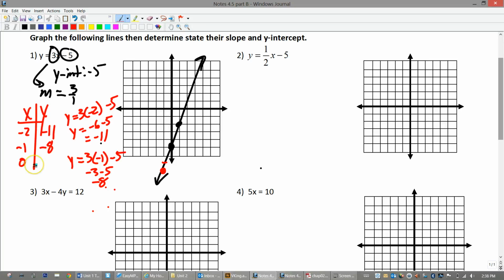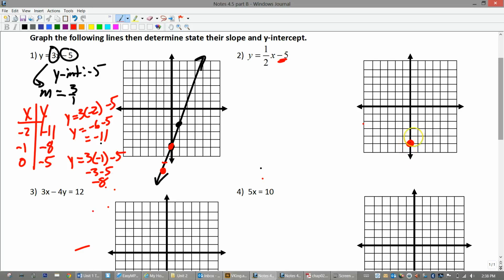And then 0 is going to be 0, -5, which happens to be the y-intercept. Okay, connect the dots. You got it. Cool. Just do it again. Start at -5. You can start at -5, and then the slope is 1/2, positive 1/2, so we go up and to the right.